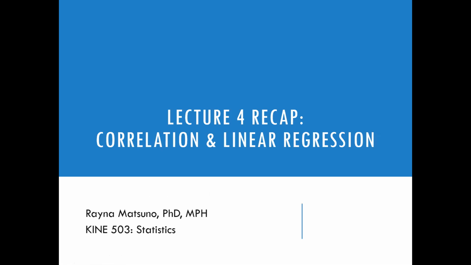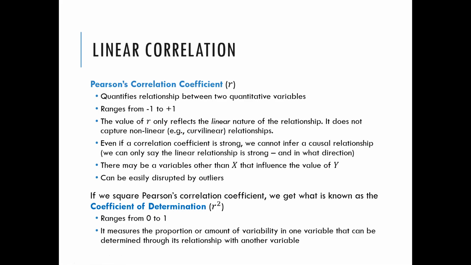So, just a quick recap. We talked about in the pre-recorded lecture about linear correlation, and the statistic to measure this is Pearson's correlation coefficient, denoted by a lowercase r, and that quantifies the relationship between two quantitative variables. Up until this point, we've really talked about characterizing a single variable, and now we're talking about bivariate relationships, the relationship between two variables. Pearson's correlation coefficient ranges from -1 to +1, with 0 meaning there's no correlation or no relationship.